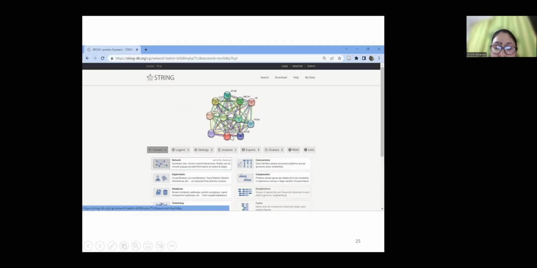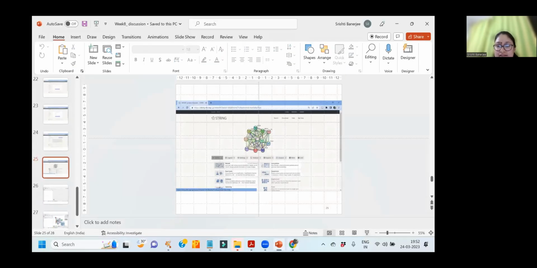Once you press continue, you see your APOA1. This one interacts with so many proteins. These are the different proteins, and here you can actually see what these interactions mean. These are the nodes and these are the edges. So what do these edges mean, and what are the colors of these edges? Let's go to STRING DB and check out how it works.